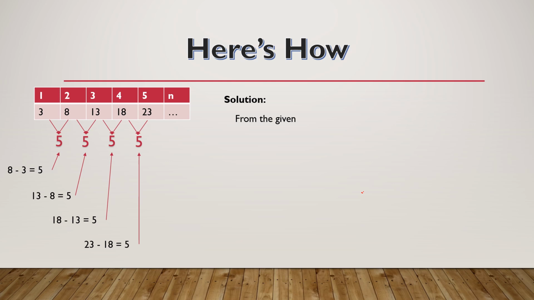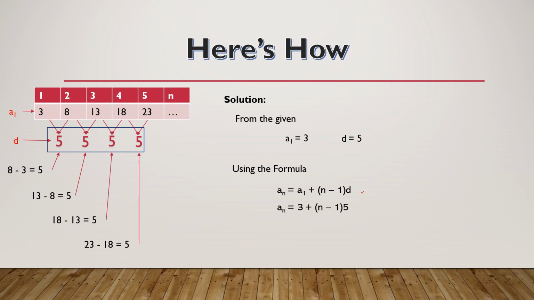So from the given, you will see that our first term, or the a sub 1, is 3, while the d, as the common difference, the value for d there is actually 5. So using the formula, a sub n is equal to a sub 1 plus the n minus 1 times d, substituting the value of a sub 1, which is equal to 3, and d is equal to 5. Then you distribute 5 to the n minus 1, so you will have 5n minus 5.